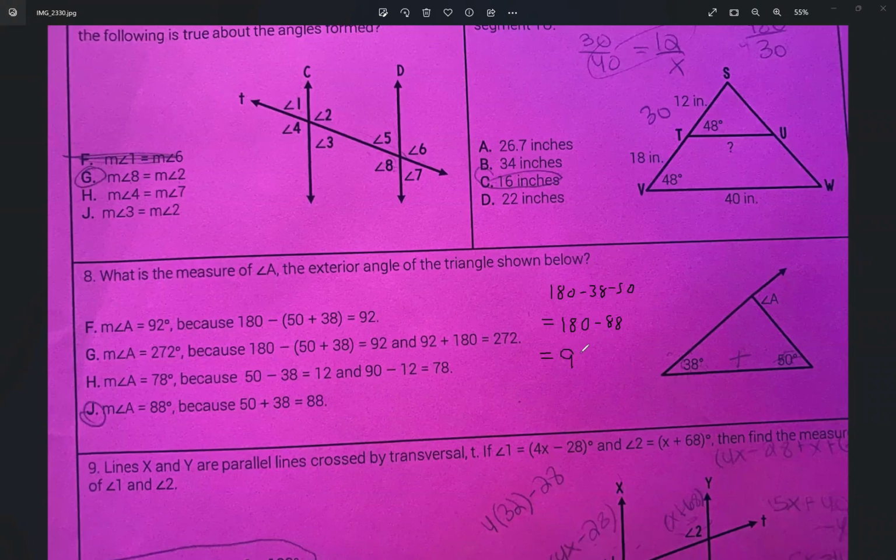92, is it? Yes. So this is 92, right? The interior angles give you 180. 38, 50, and 92 give you 180. So now this angle has to be 180 minus 92, which is 88 degrees. And measure of angle A equals 88 because 50 plus 38 equals 88. Makes sense.